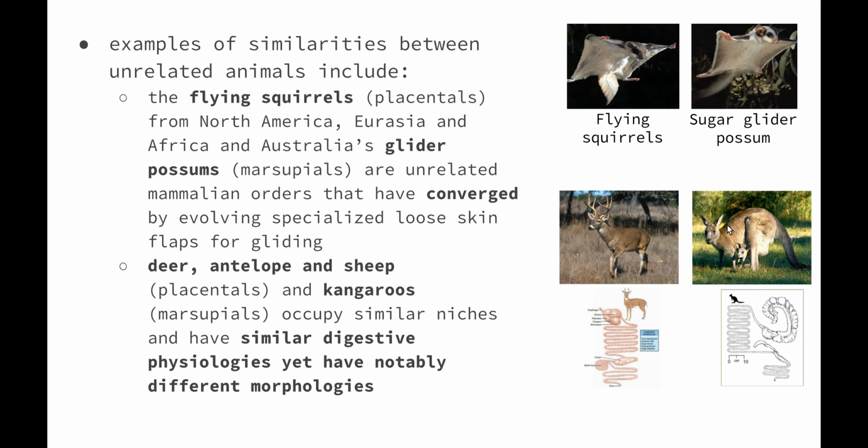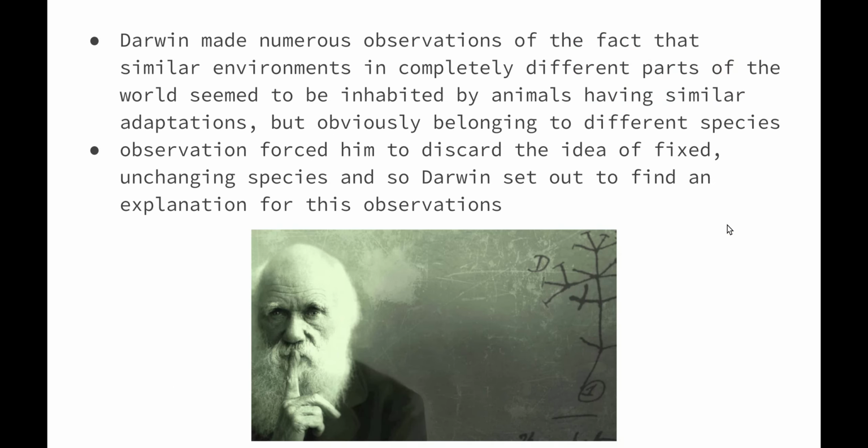Then we can also have a look at deer, antelope, and sheep, which are placentals, and compare them to the kangaroos of Australia, which we know also are marsupials. And these occupy similar niches and have similar digestive physiologies, but as we can see, outwardly they look completely different. So they have different morphologies. So remember, physiology or physiological adaptation is something towards the inside that we cannot visibly see quite easily. And morphology is the way that the animal is put together.